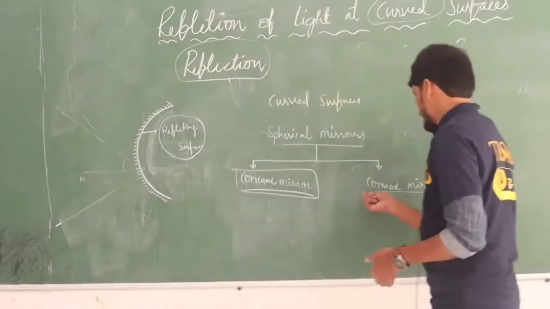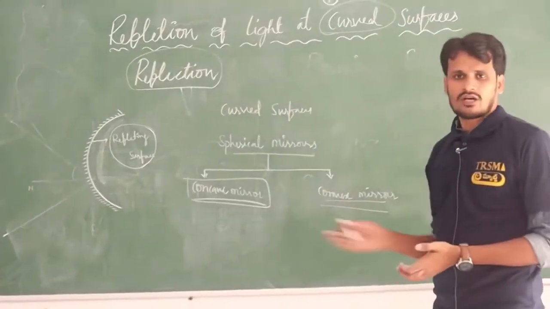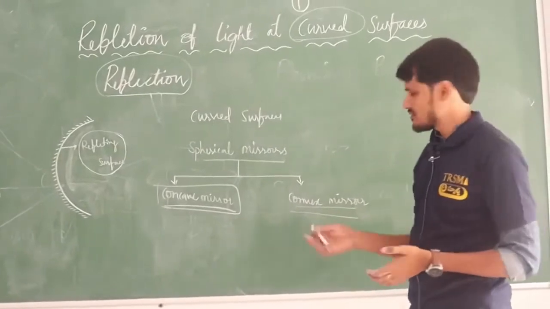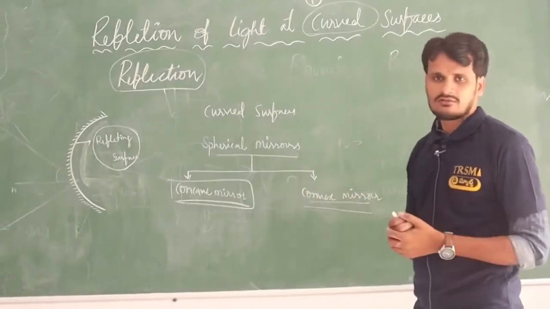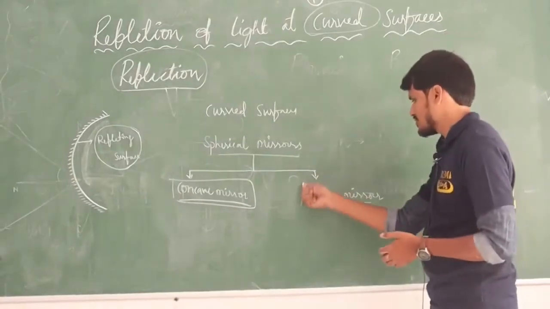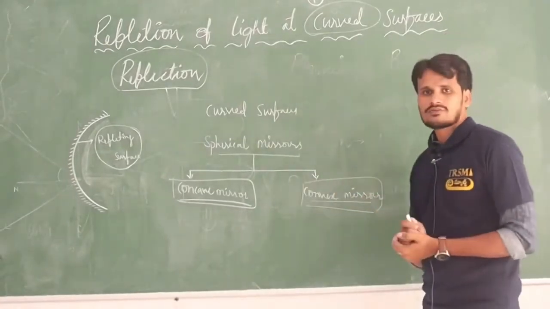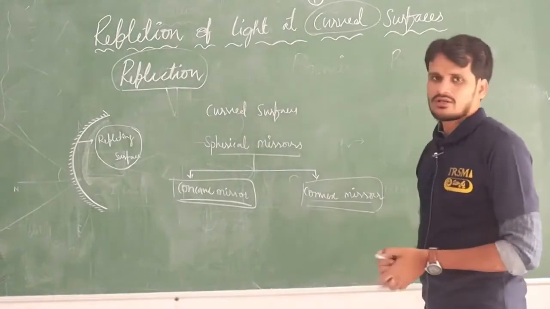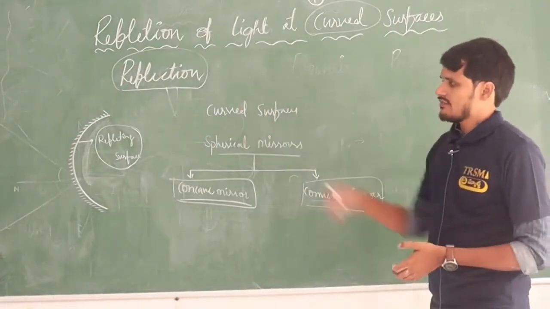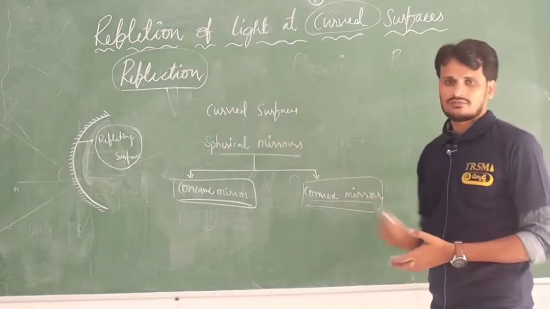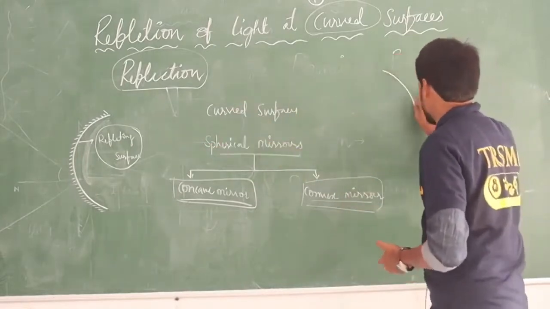So let's see what is convex mirror. Convex mirror is very familiar to us because we use convex mirrors in vehicles as rear view mirrors. I told you the definition: which mirrors have the reflecting surface outside? Let's see.